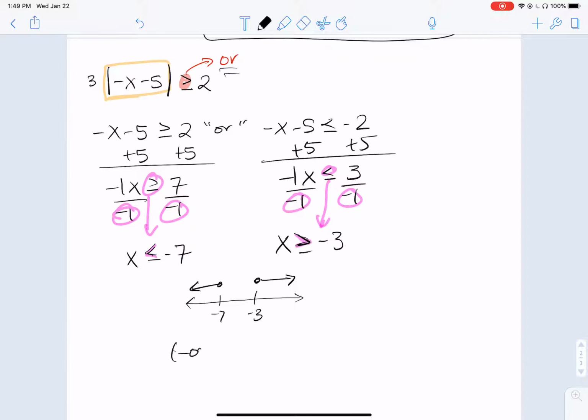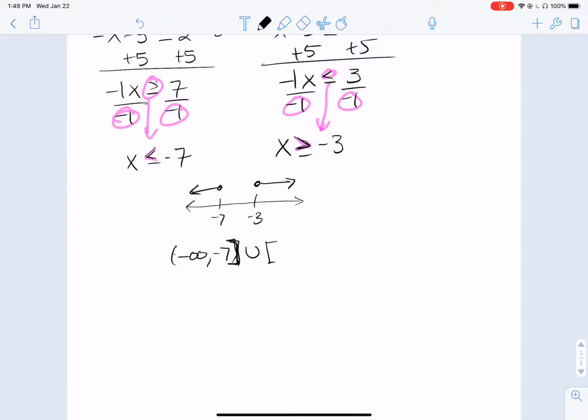Now as an interval with brackets, we will go from negative infinity to negative 7 and then jump to negative 3 and go all the way to positive infinity. So this right here would be your solution.